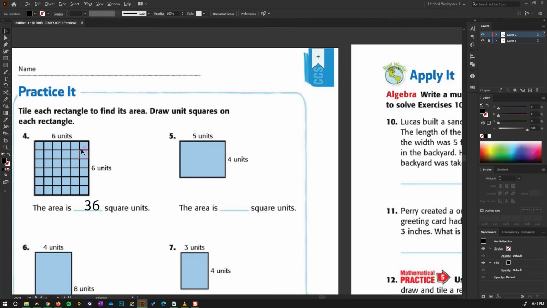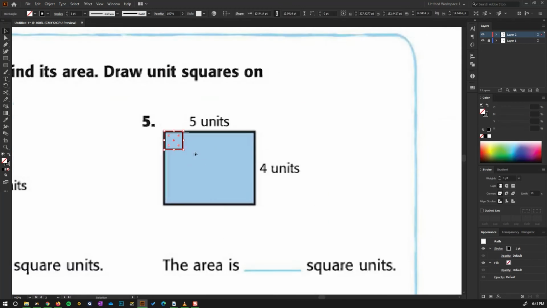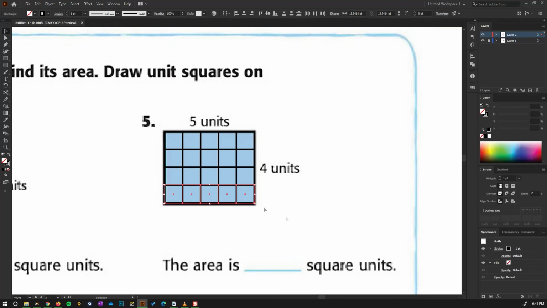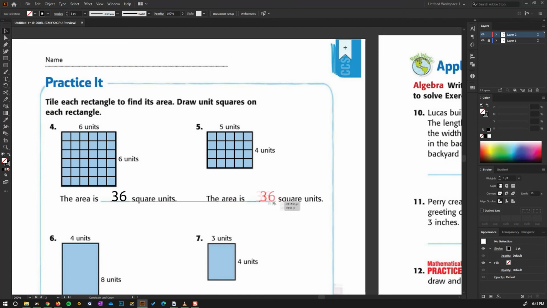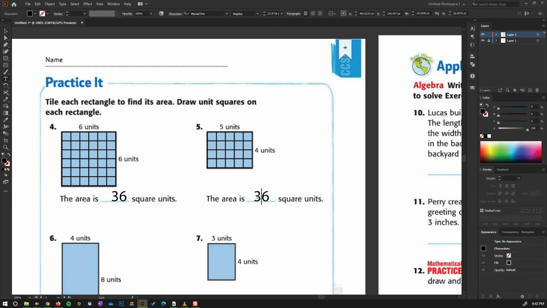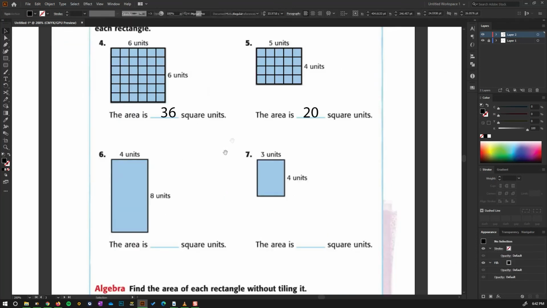Alright, and this one's going to be 5 times 4. So we will have 5 rows and 4 columns, or 4 rows and 5 columns. Okay, and so the area of this one is 5 times 4, and that's 20.